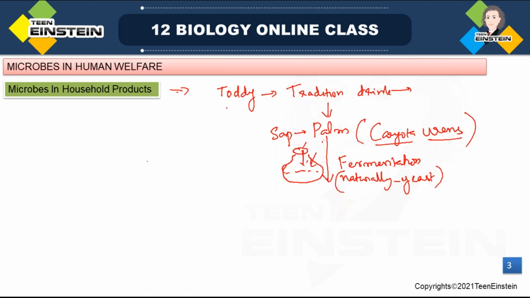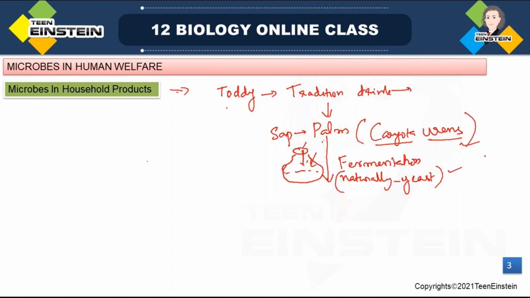So this naturally occurring yeast will ferment the sap which is collected from palm. Which palm? Caryota urens, that is the scientific name. This you should note down for NEET exam purposes. For the board exam, what should you write? Toddy, a traditional drink found in South India.